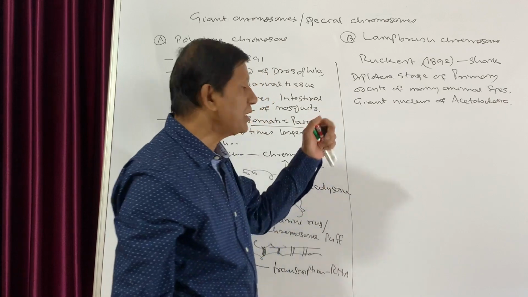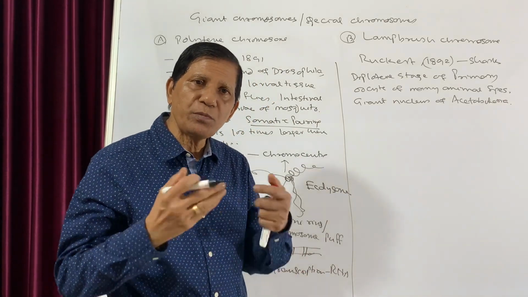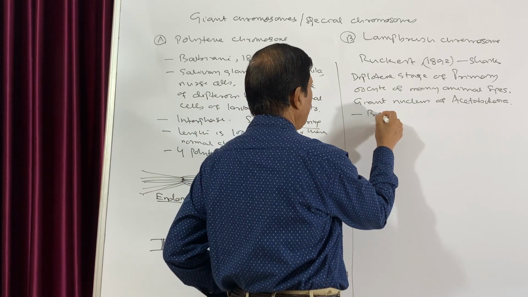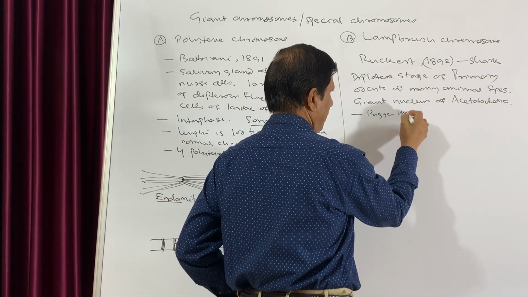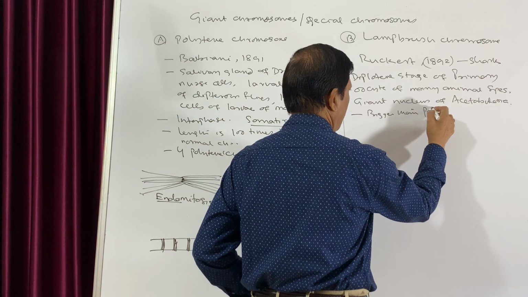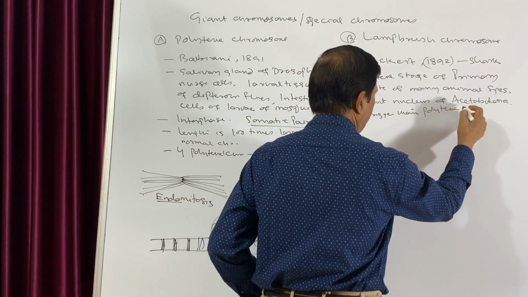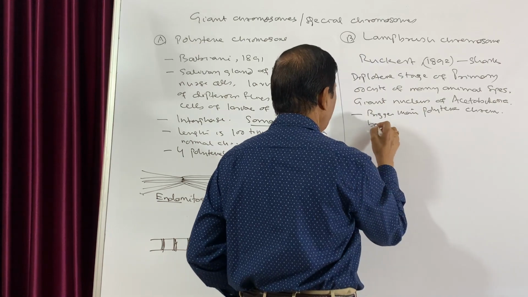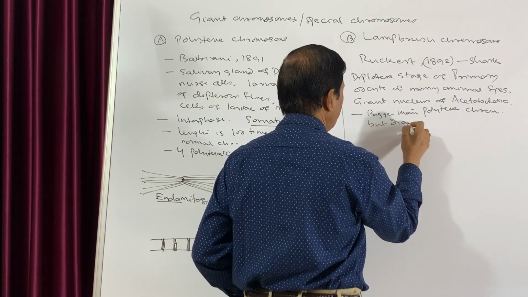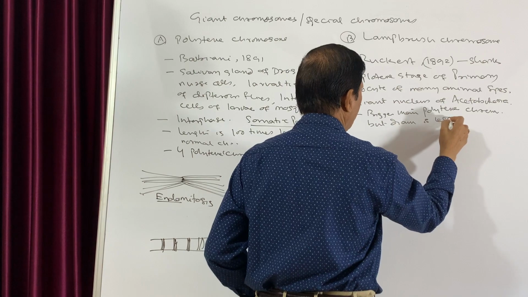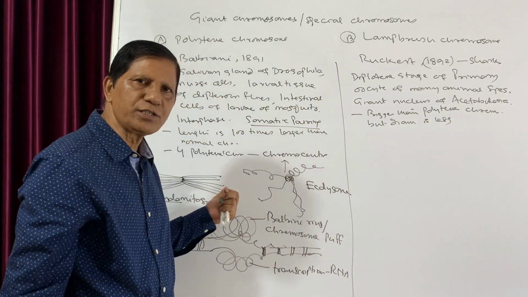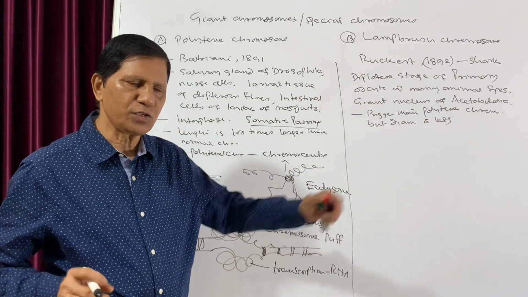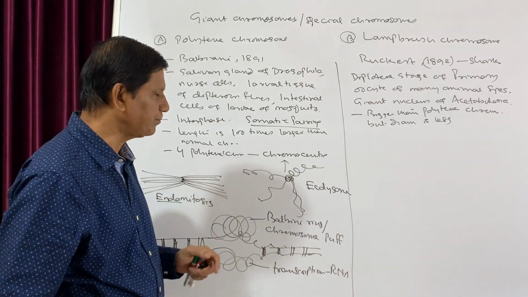And this lampbrush chromosome is much bigger than that of the polytene chromosomes. That means bigger than polytene chromosomes. But the diameter is less, because here there are fewer chromatids. So the diameter is less, but the length is much more than that of the polytene chromosomes.